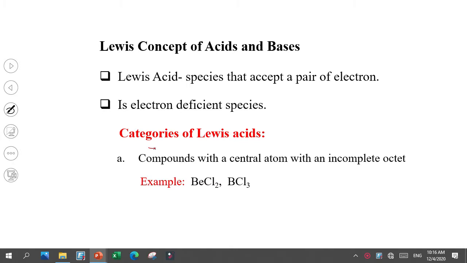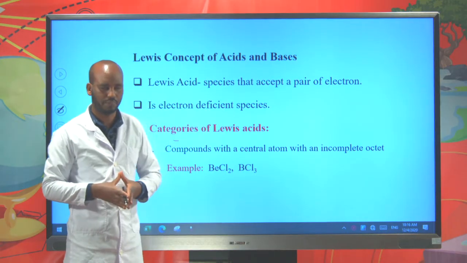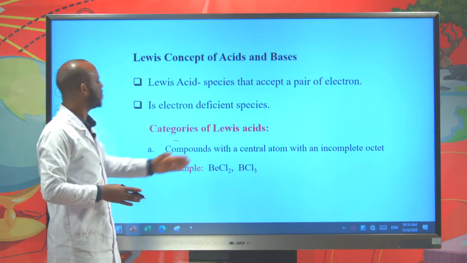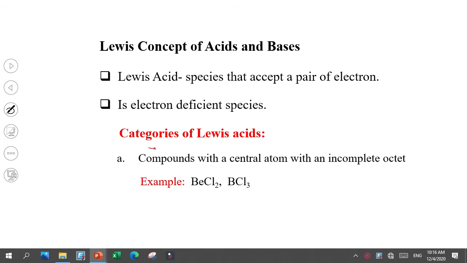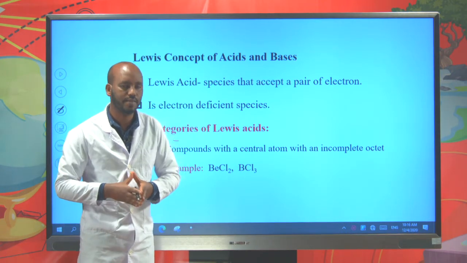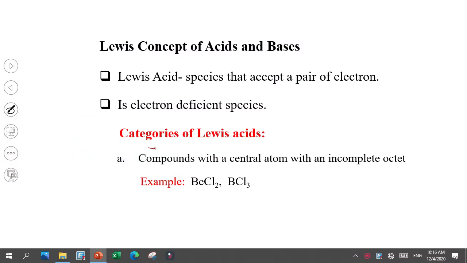Categories of Lewis acids, or examples of Lewis acids. The first category of Lewis acid is compounds with a central atom with an incomplete octet, compounds having less than 8 electrons on the central atom. For example, beryllium chloride is an example of a Lewis acid.